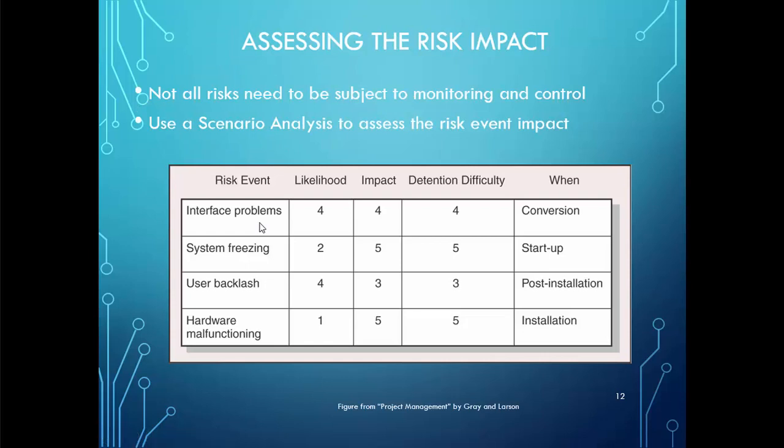Not all risks need to be subject to monitoring and control. Actually, we can use scenario analysis to assess the risk event impact and develop a matrix that can determine all consequences and their severity if the event happens, identify when during the project the event is likely to happen, estimate the probability that the risk event will occur, and then determine how difficult it will be to detect the event occurrence.